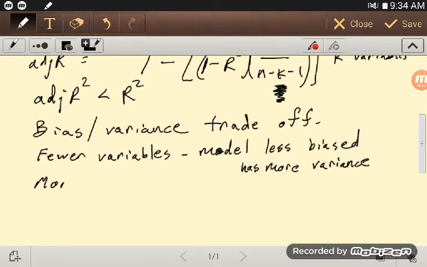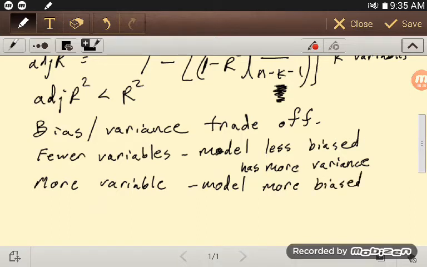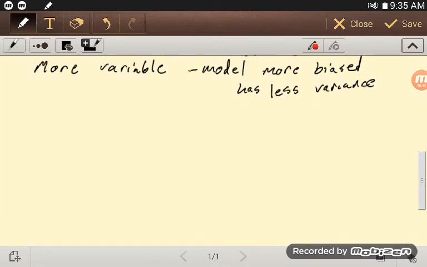More variables, as I add more variables, what happens is the model is more biased, but has less variance with the given data. Now, to see a picture of that, I'm not actually going to use more variables. In a sense, we'll see later that in a sense I am using more variables, but just to give us an idea here.